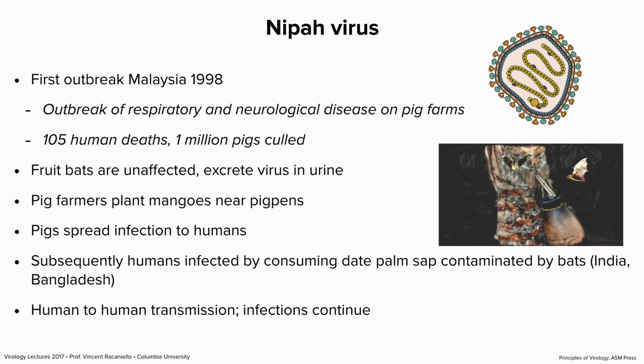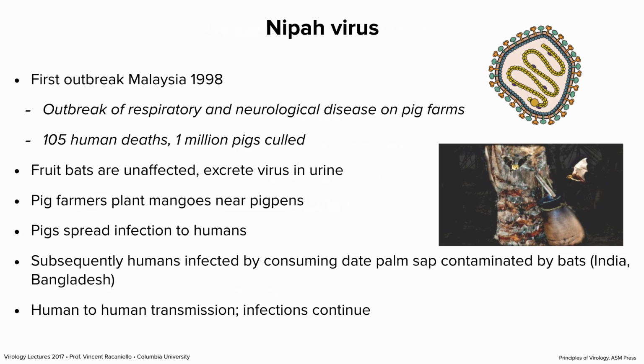It turns out that at night, the bats urinate into the date palm sap because they're drinking it, and as they drink, they urinate, and they get virus in the date palm sap. So a very low-tech solution to stopping these outbreaks, just to cover the containers that you use to collect date palm sap, and that stops it. Infections do continue, however, because no matter how you tell people to do things, cover the containers, they won't. Some people won't, so there will be infections.